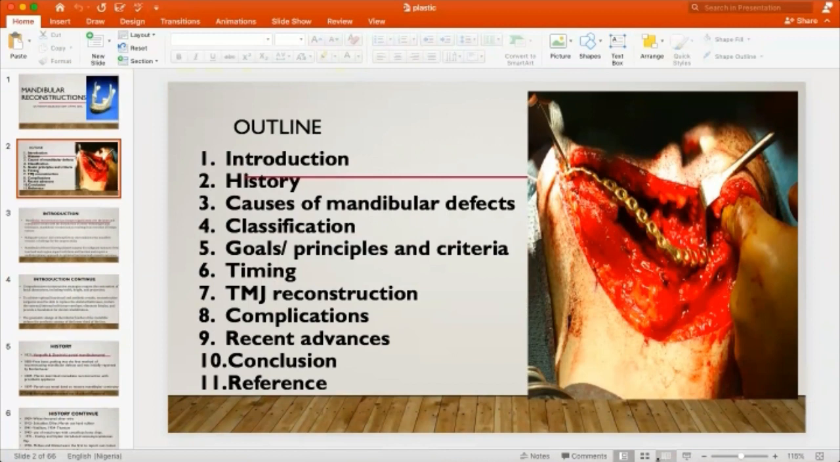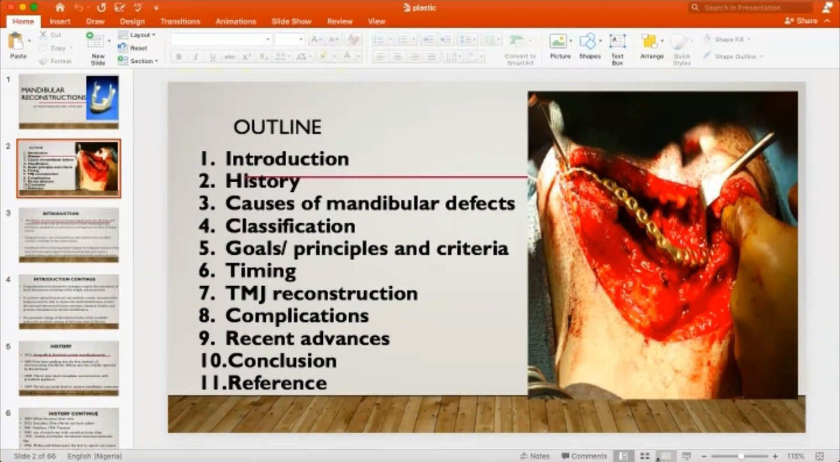Then indications for mandibular reconstruction, which could be malignancy, congenital, acquired, or trauma. There would have been a better way to classify it. And then you talk about the various options of reconstruction, and the general principles of reconstruction. And then you speak on each one with its indications, advantages, and disadvantages before you go to complications, recent advancements, and conclusion. So I noticed that you didn't talk about the surgical anatomy.